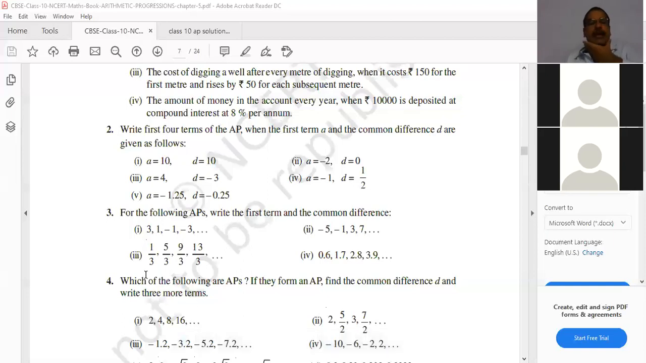A equal to 1 by 3. C is 4 by 3, D equal to 5 by 3 minus 1 by 3, that is 4 by 3. Good. Fourth bit.